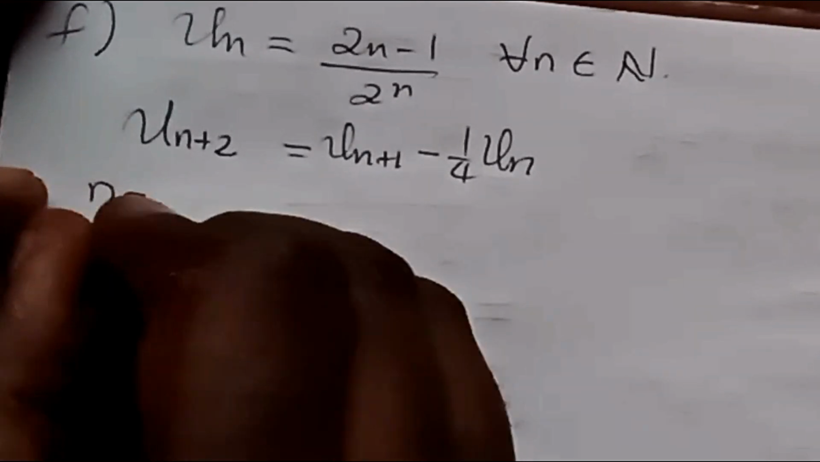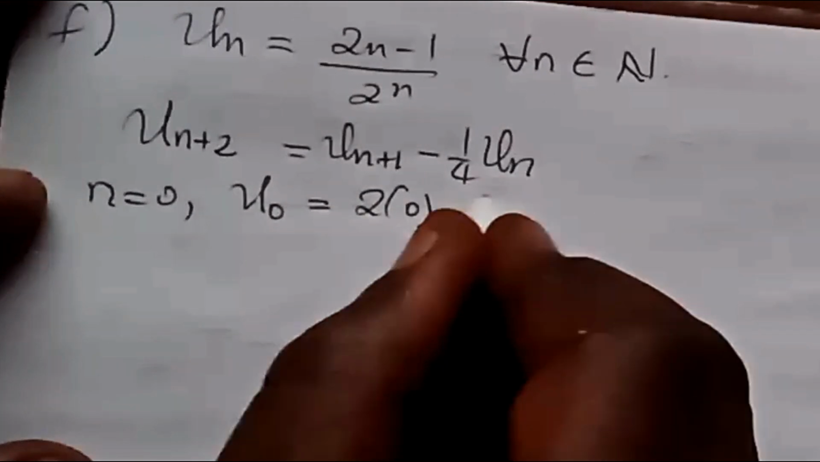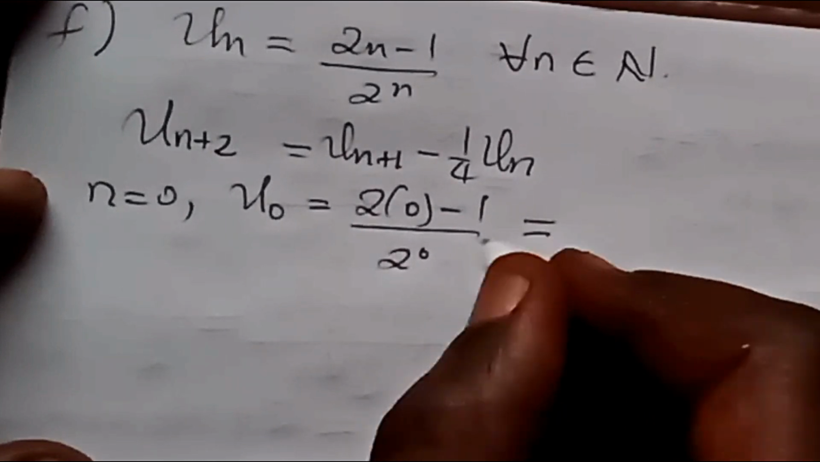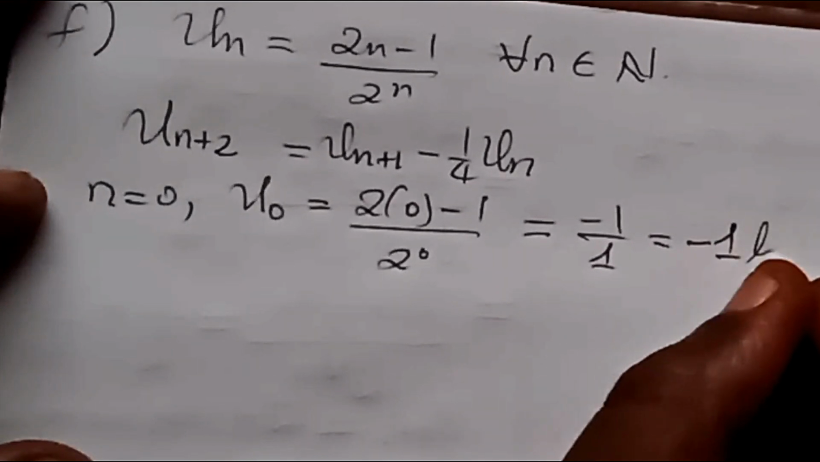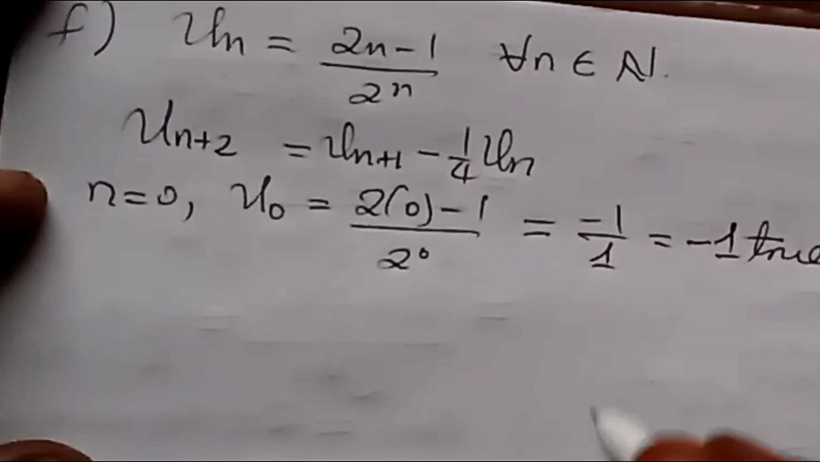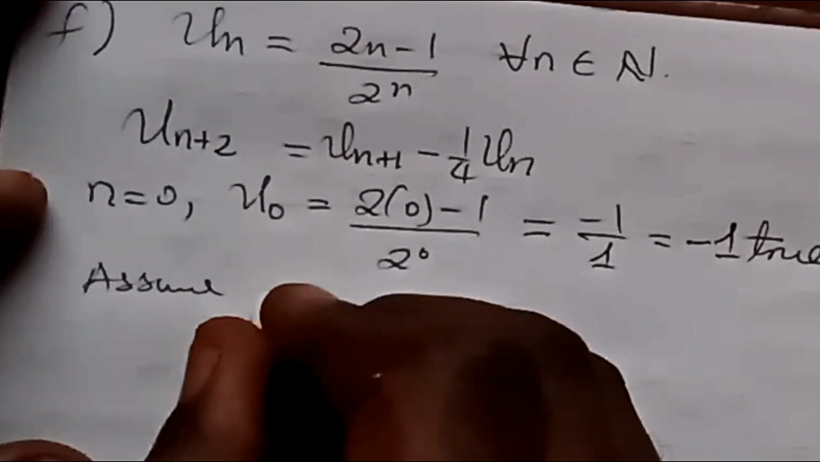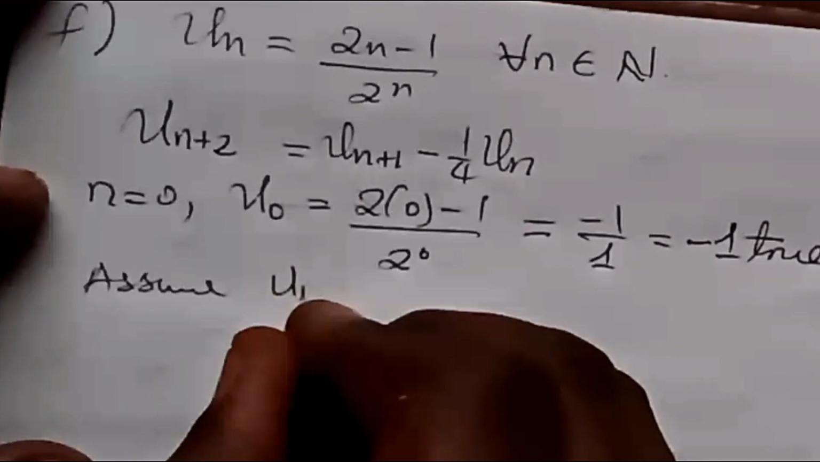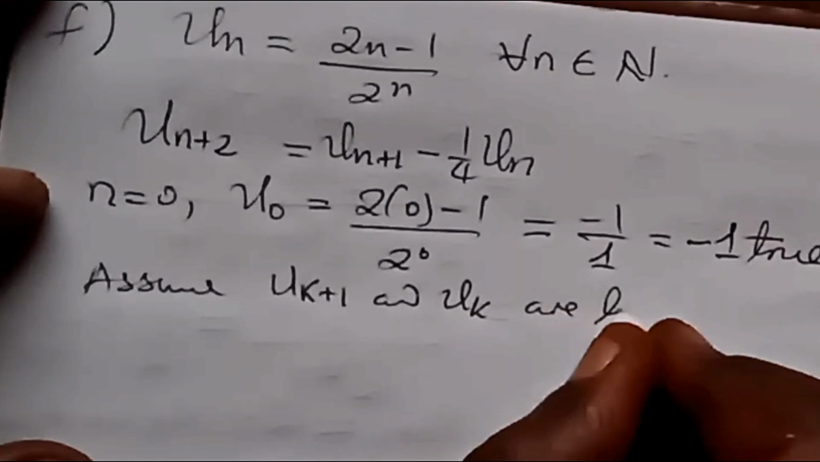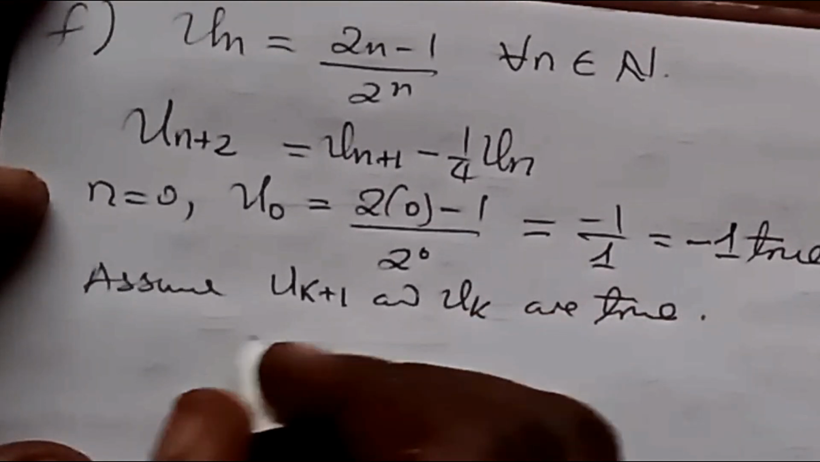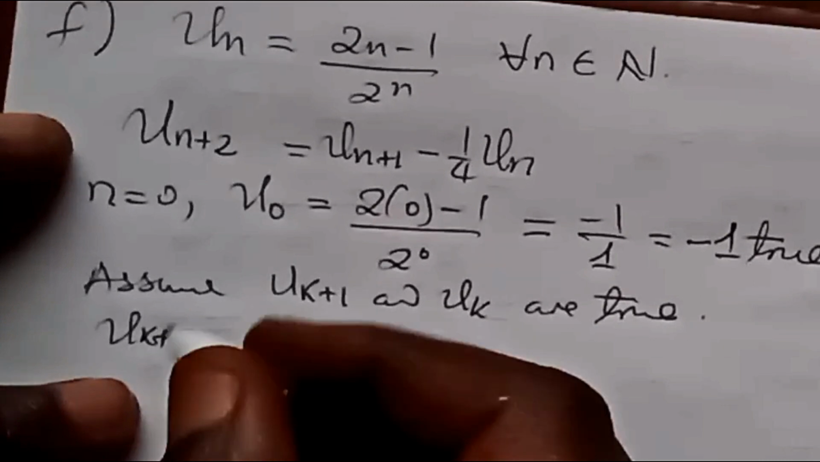I will start when n equals 0. We have that u0 equals 2 into 0 minus 1 all over 2 to the 0, which is 0 minus 1, negative 1 over 1, which is negative 1. And that is true because in the equation u0 is negative 1. Now we assume that uk plus 1 and uk are true, so that we then prove that uk plus 2 is also true using the relationships.